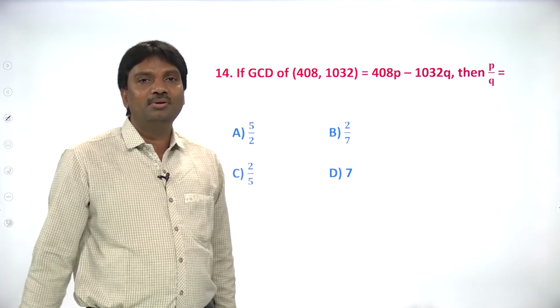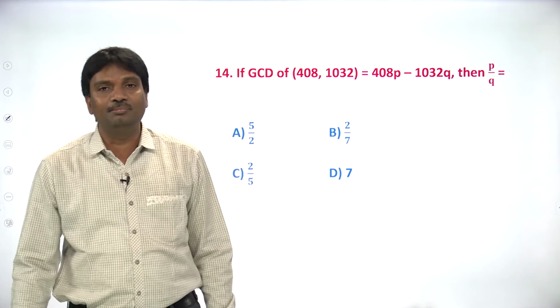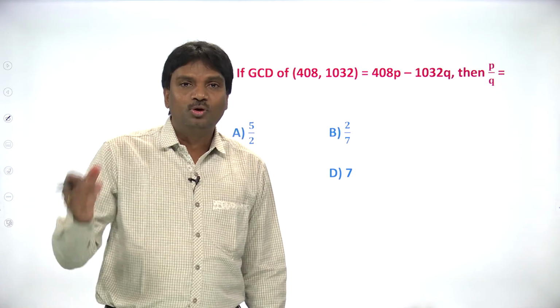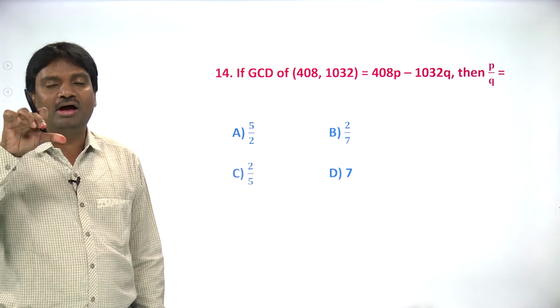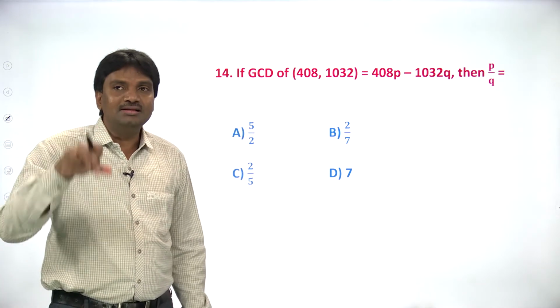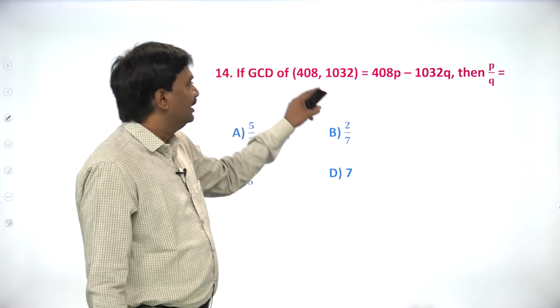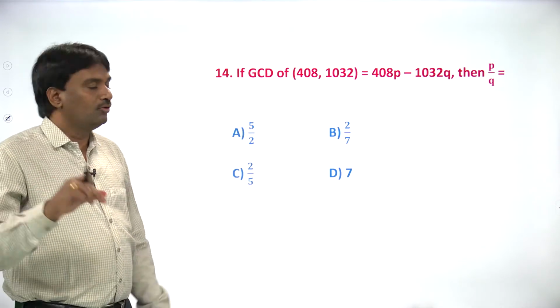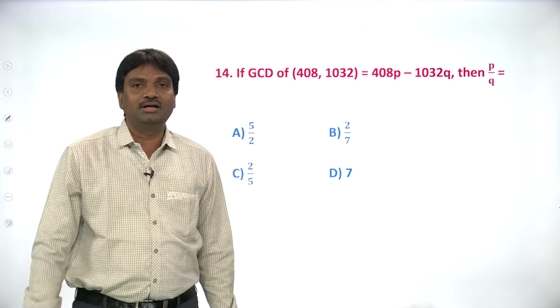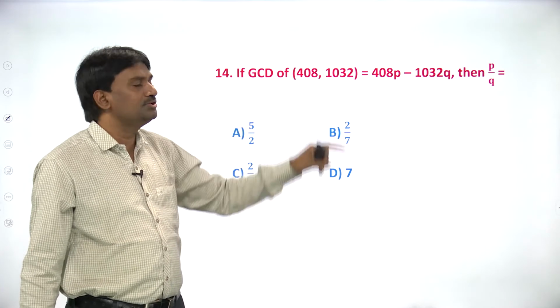Just like the above problem, but here we have to find P by Q after getting the values of P comma Q. In the above problem, we just found the values of P comma Q only. For this problem, after getting the values P and Q, we have to find P by Q. Here also 408 and 1032. Two numbers are given, we have to find the GCD of these two numbers.